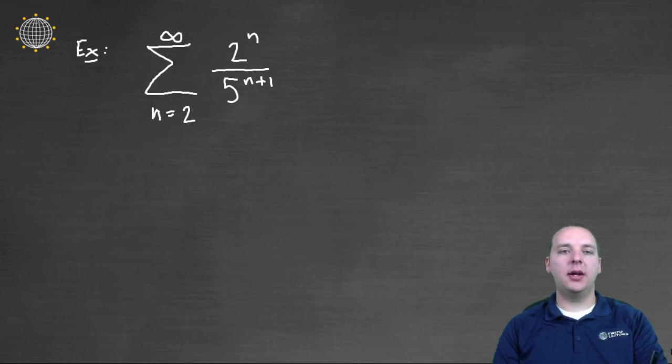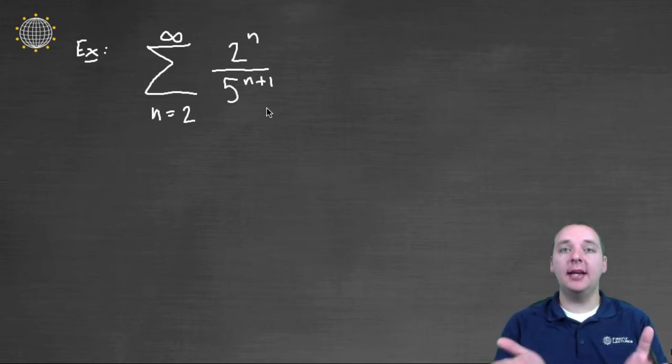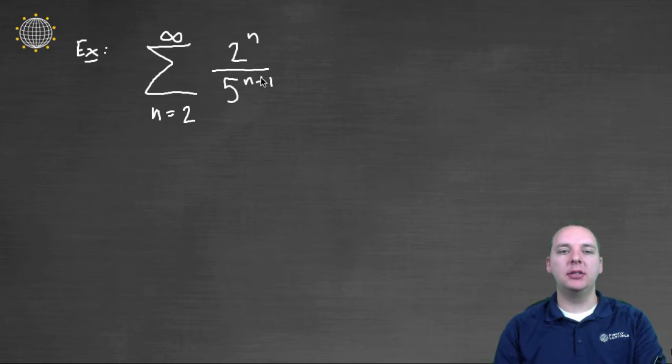In this example, I'm trying to determine the convergence of an infinite series, the sum from n equals 2 to infinity of 2 to the n divided by 5 to the n plus 1. All right, now the trouble with most of these is what tests do we use? That's the big question. I see some different options.